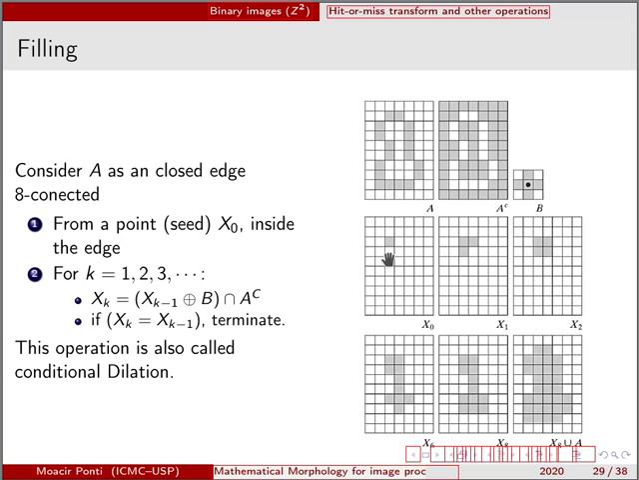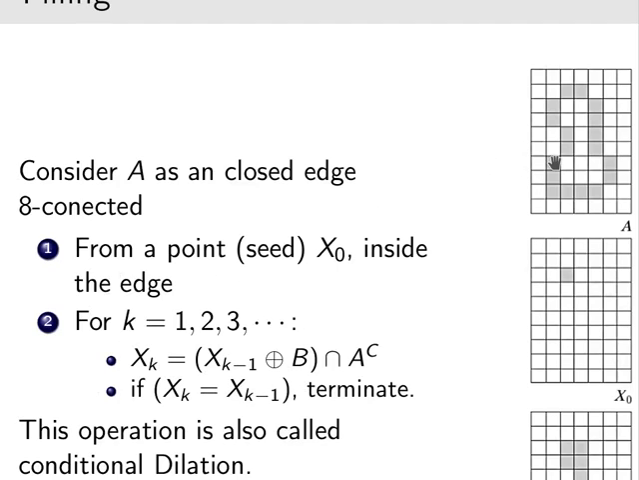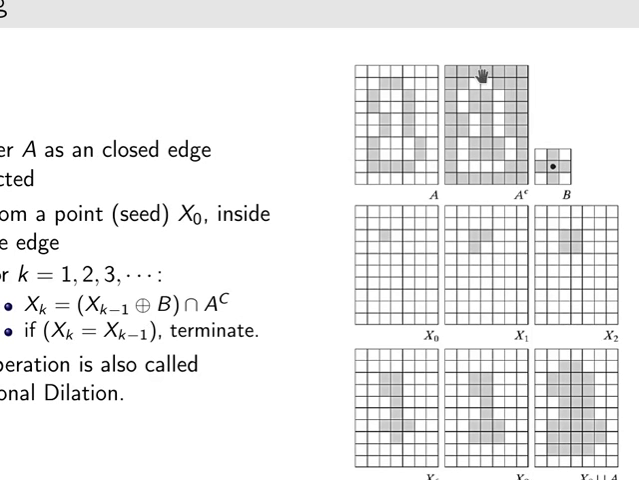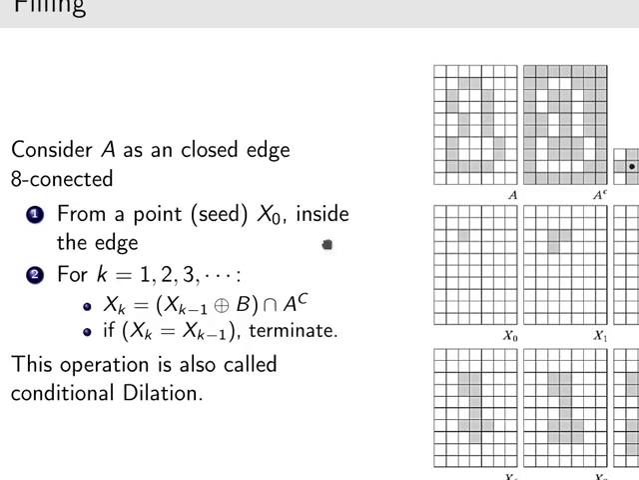The filling algorithm can also be used. For example, consider A as a closed edge that is 8 connected. So let's say this object here has a border that is 8 connected, so it is not open. Every value 1 here has at least one neighbor in its 8 neighborhood on all values of the line. Here we have the complement of A and the structuring element.